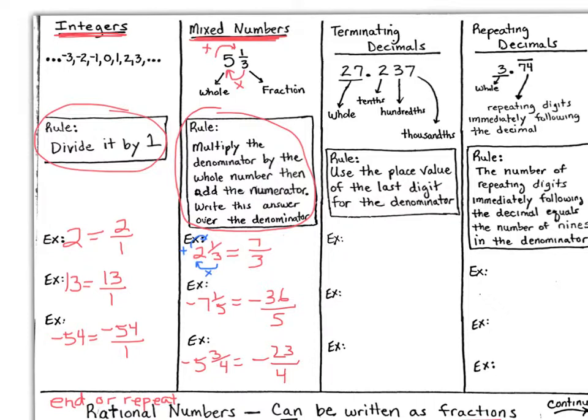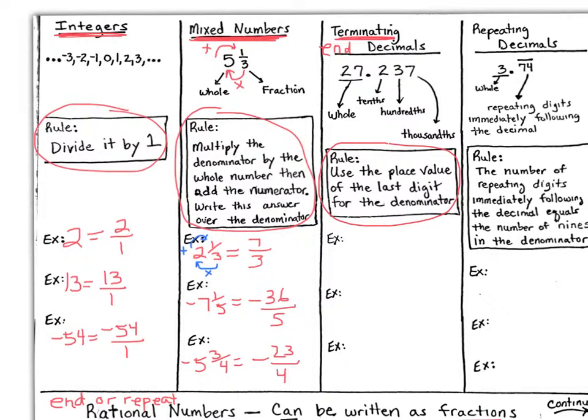Okay, the third column is terminating decimals. Terminating means that it ends. So an example right here, 27.237, it ends. You have a whole number part and you have a decimal part. The decimal part turns into a fraction. And the rule is right here. Just use the place value of the last digit for your denominator.